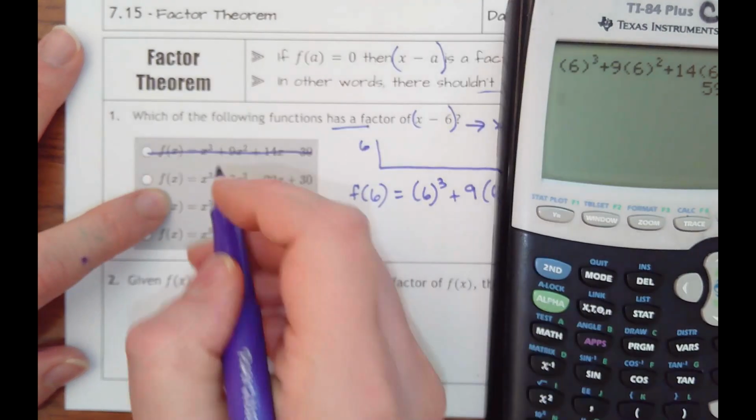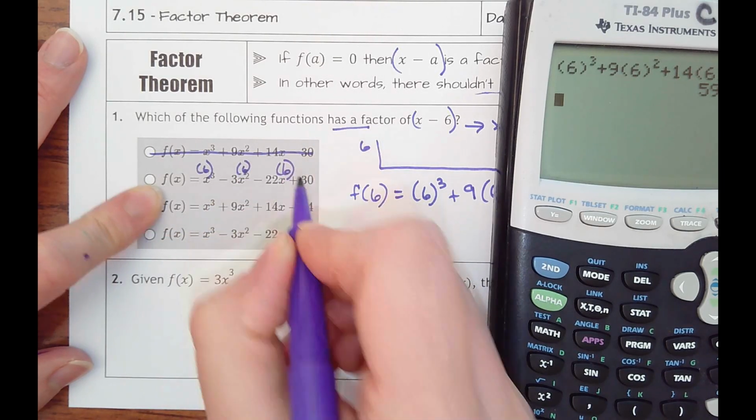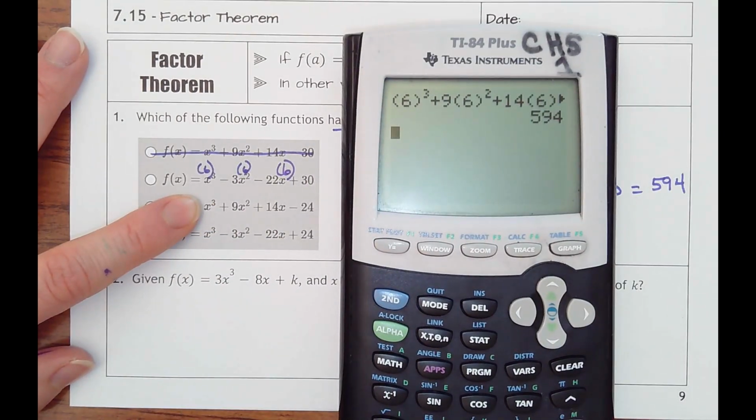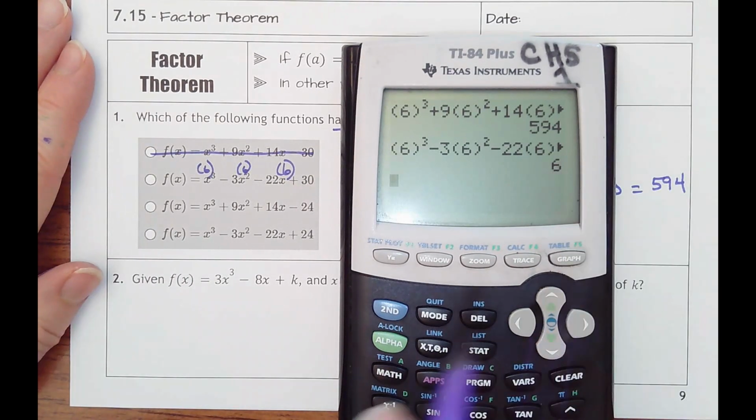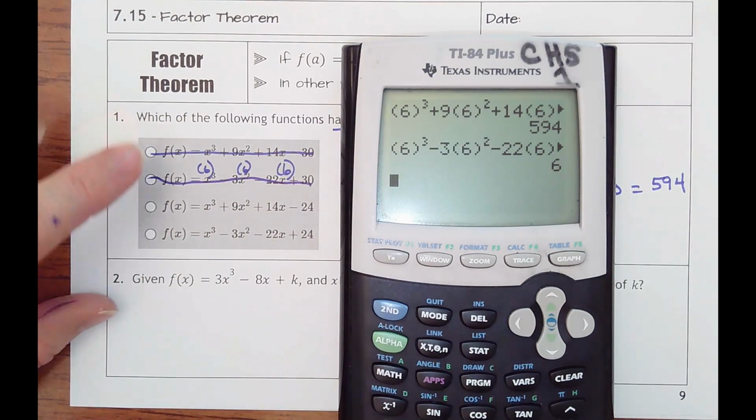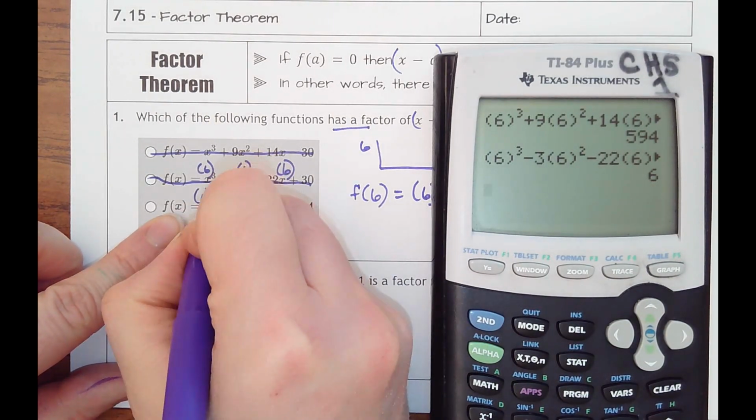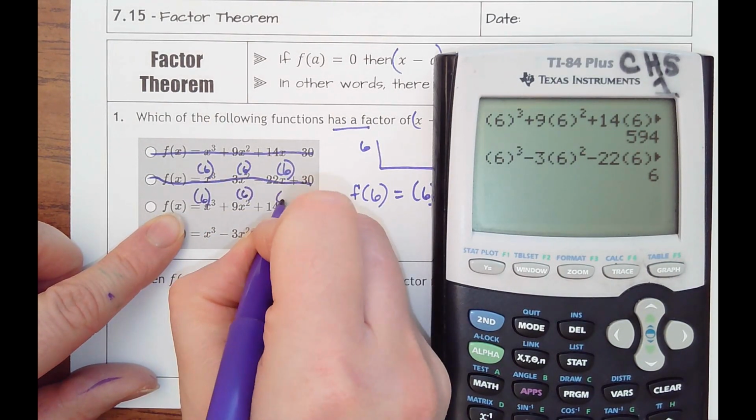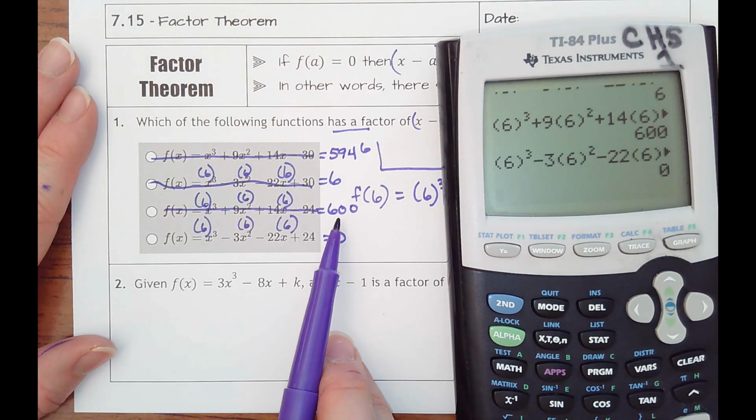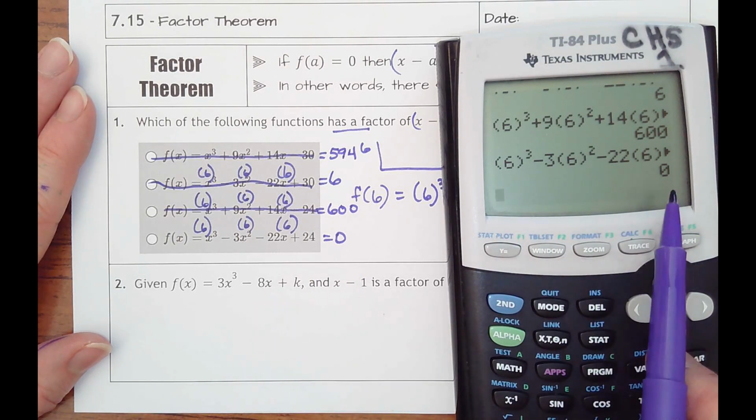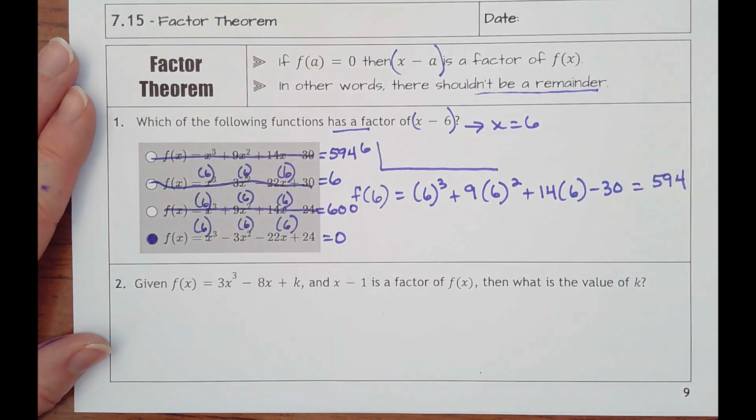Okay, so then I would try it for this one. So I'd put in a 6 here, here, here. And on that one, I got a remainder of 6, and so it's not that one. The next one, plug in 6s everywhere. And I ended up getting 600 on that one, so I went ahead and tried the next one, and I got a remainder of 0. So that means this one has a factor of x minus 6.